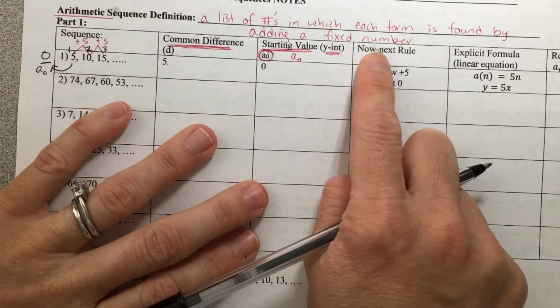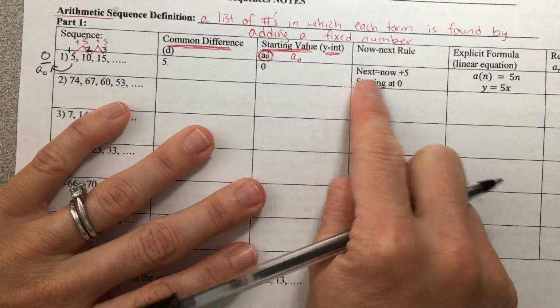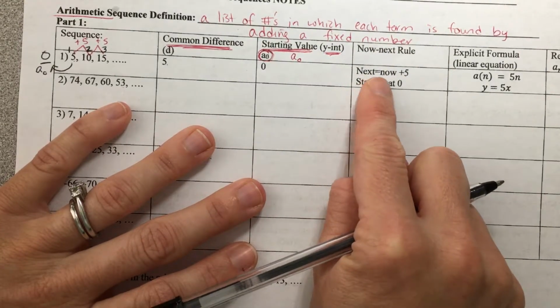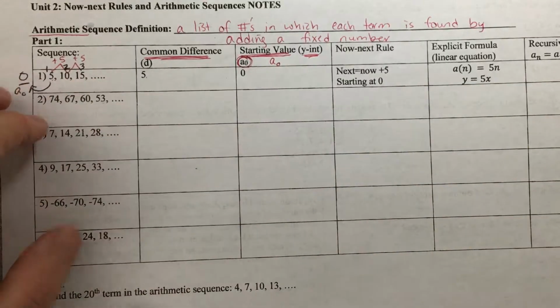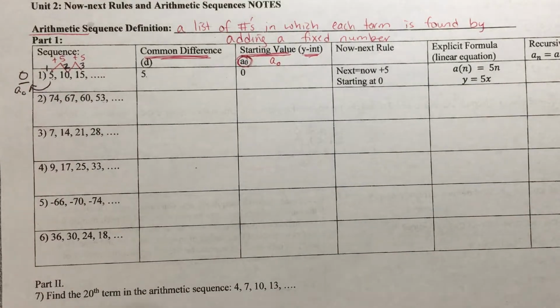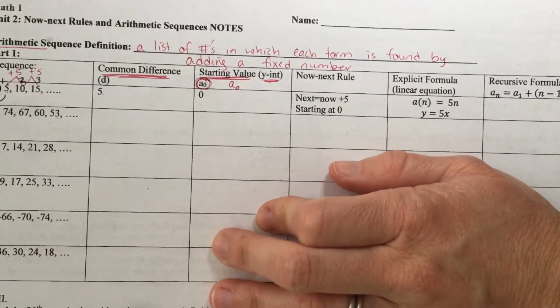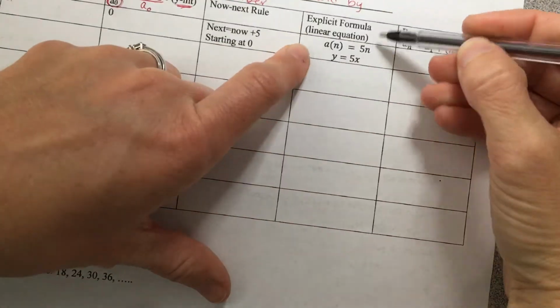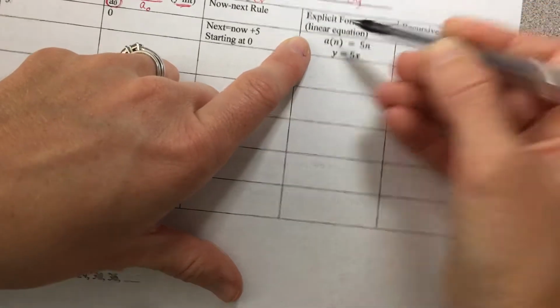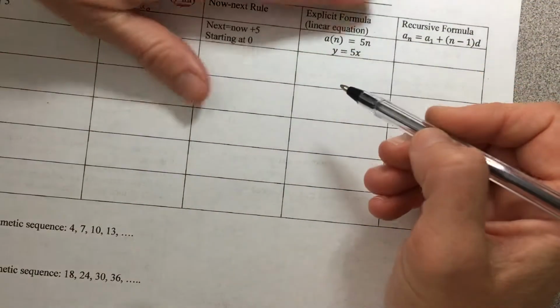This is called a now next rule, and they always start like this. Next equals now plus 5, starting at 0. So here's how this makes sense. If you start at 0, if that's what you have right now, what is 0 plus 5? 5. That gives you 5. Then if you plug in 5, 5 plus 5 is 10. It gives you the next one, and so on. Okay?